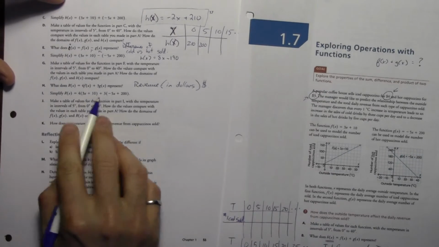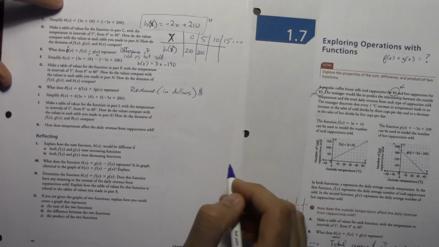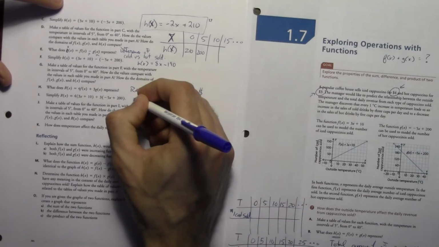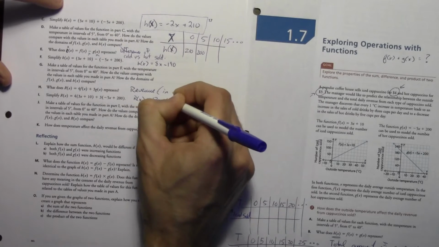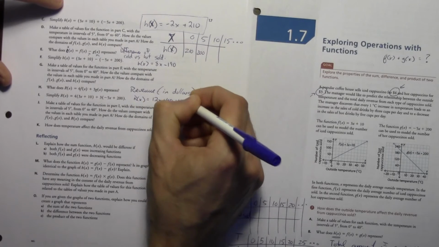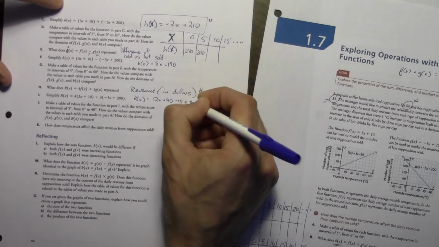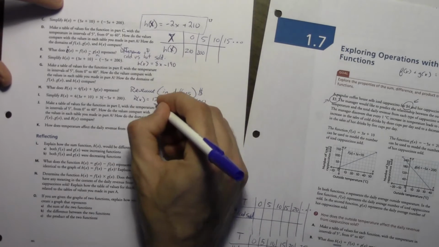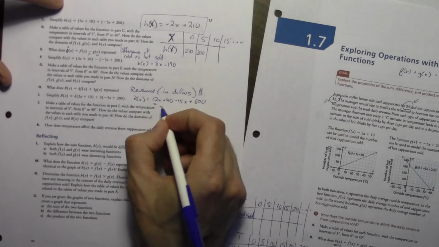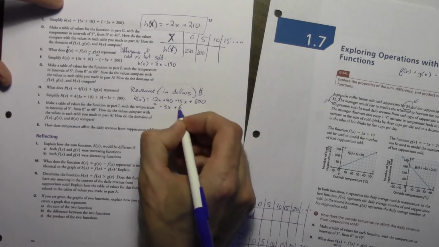Next it says simplify 4 times 3x plus 10 plus 3 times negative 5x plus 200. So this is going to be 12x plus 40 minus 15x plus 600, which is equal to negative 3x plus 640.